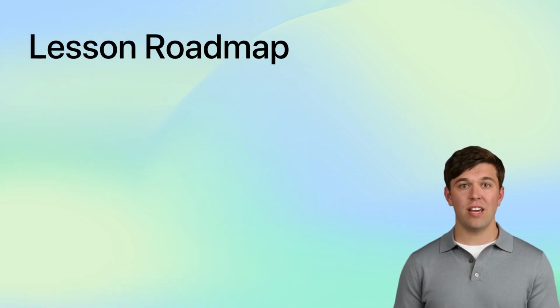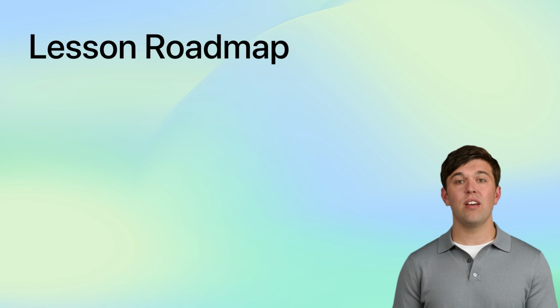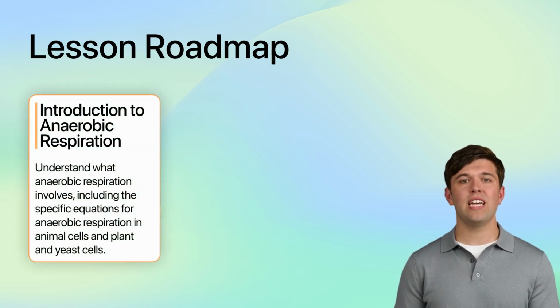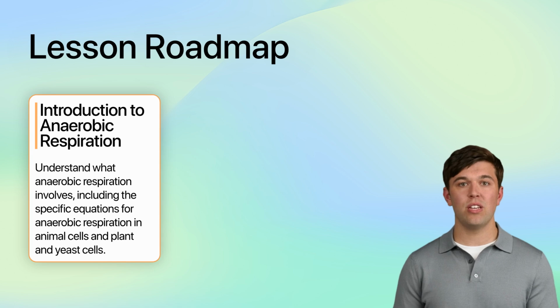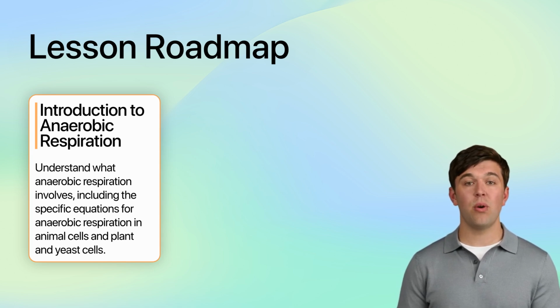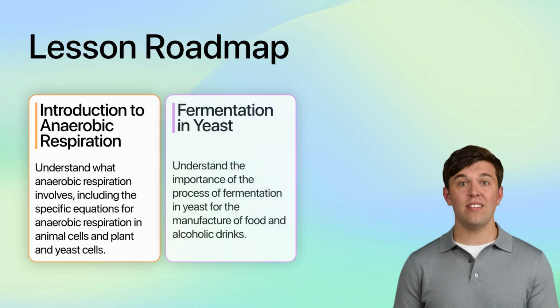In our roadmap for today, we will cover three key areas. Firstly, we will delve into the details of anaerobic respiration by understanding that it involves the incomplete oxidation of glucose. We will also look at the specific equations for anaerobic respiration in both animal cells and in plant and yeast cells. Secondly, we'll discuss the importance of fermentation in yeast for the manufacture of food and alcoholic drinks.